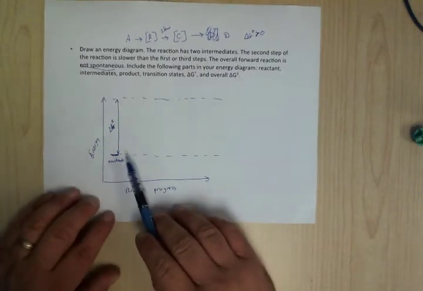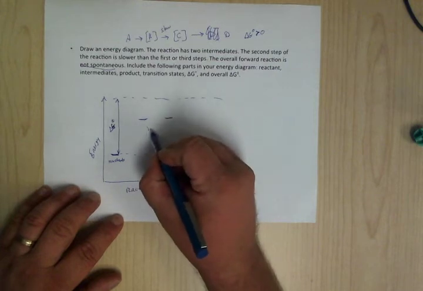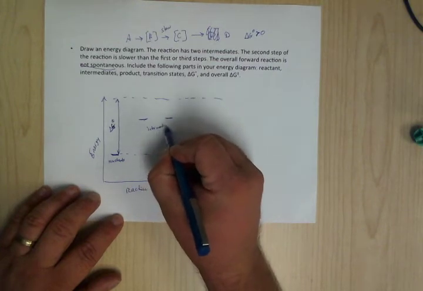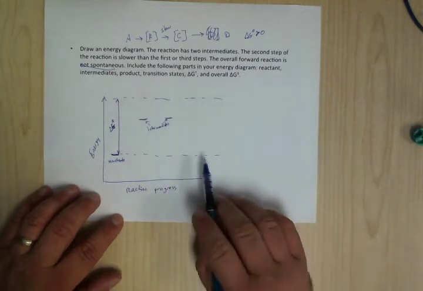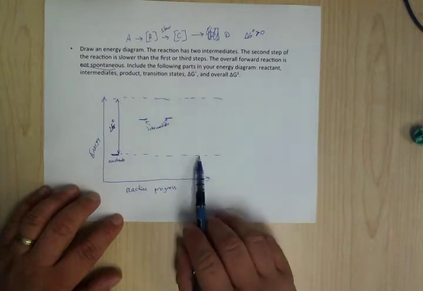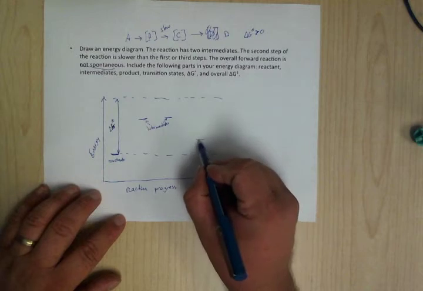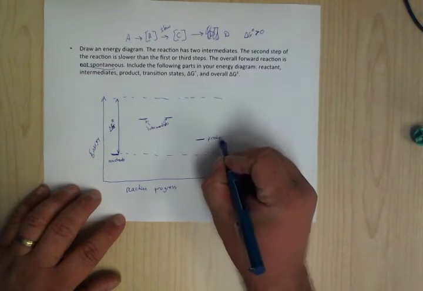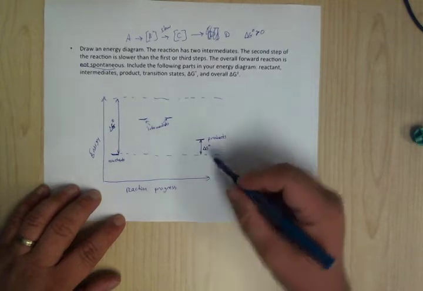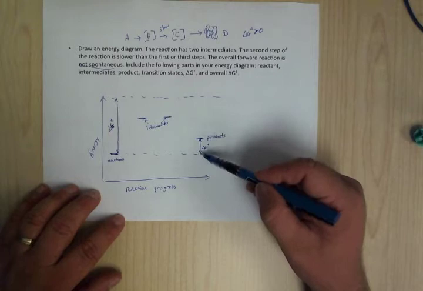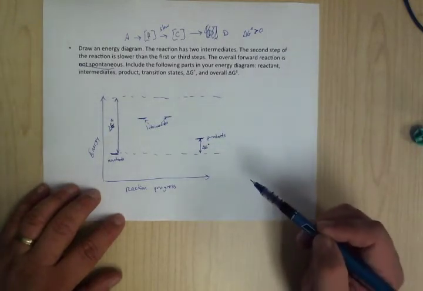Now, we know there's going to be a couple of intermediates, say here and here. Now, products: if it was spontaneous, it would be down here, but since it's non-spontaneous, it's here. So this is the products. That means delta G is going up, greater than 0, so it's non-spontaneous.